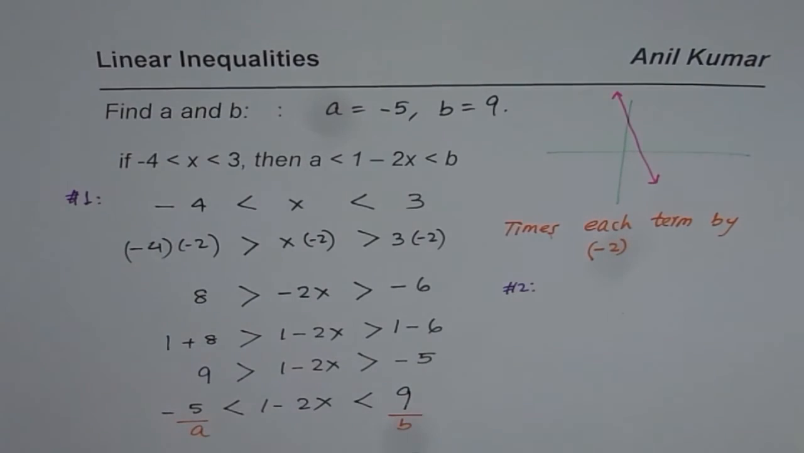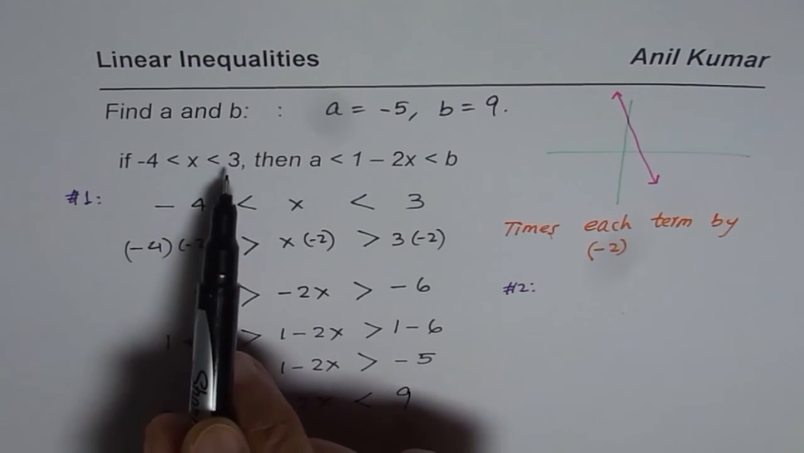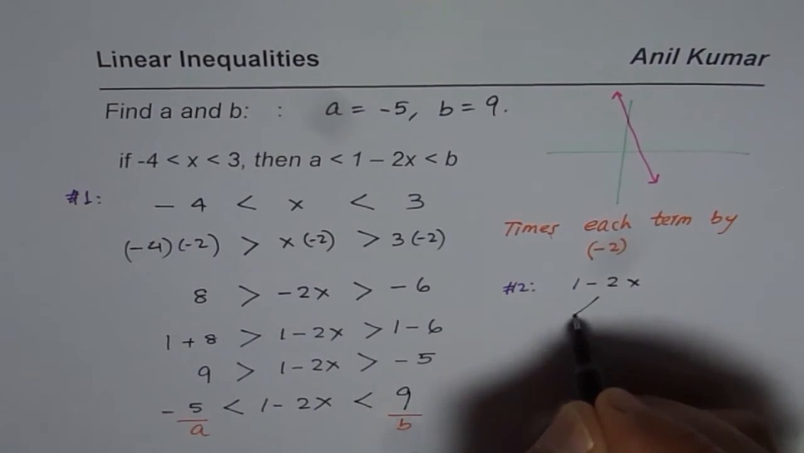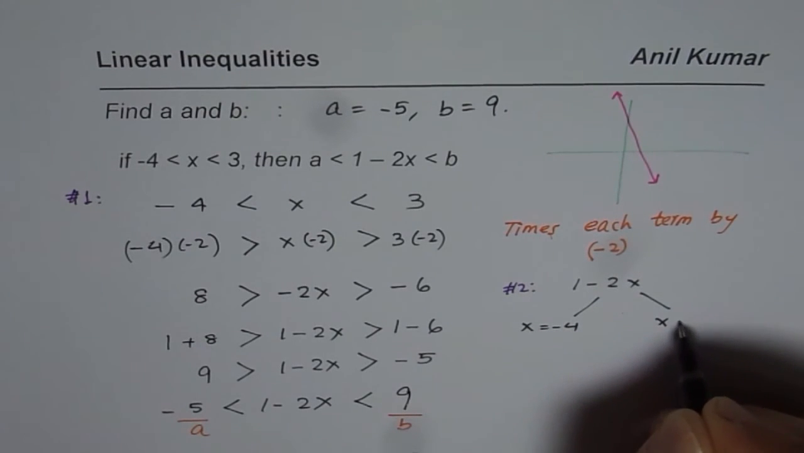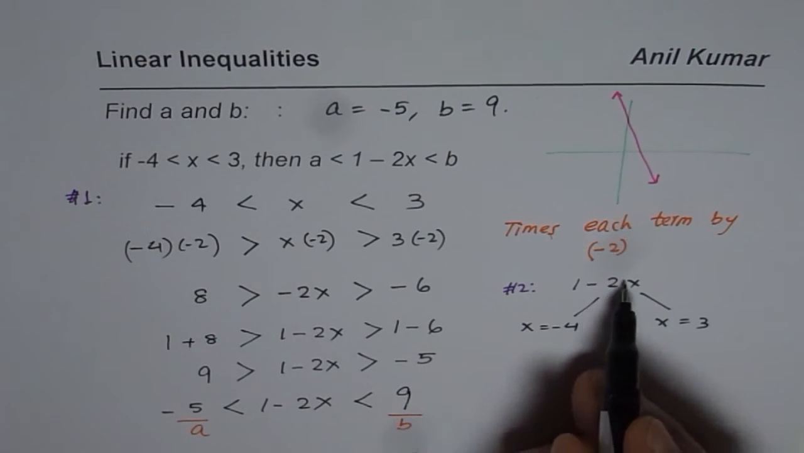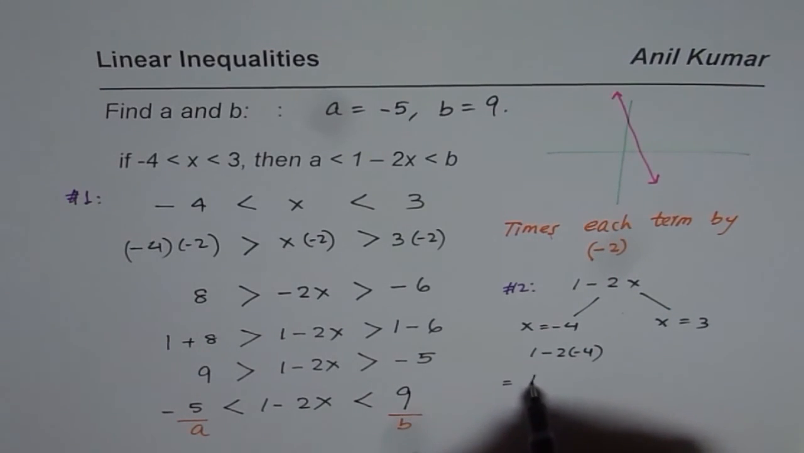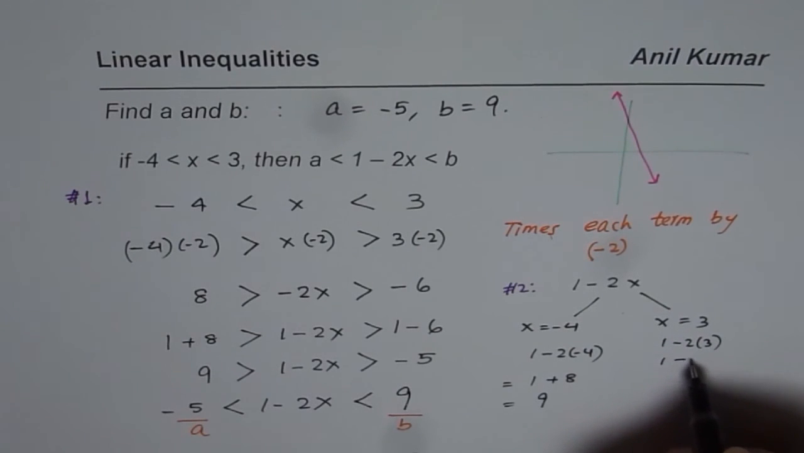Method number 2 is to evaluate for the limits. So we want x within the interval of minus 4 and 3. In the given expression, which is 1 minus 2x, we'll calculate the value when x is minus 4 and the value when x is equal to 3. If x is minus 4, I'll write this as 1 minus 2 times minus 4, and that is equal to 1 plus 8, which is 9. And when x is 3, we get 1 minus 2 times 3, which is 1 minus 6, and that is equal to minus 5.